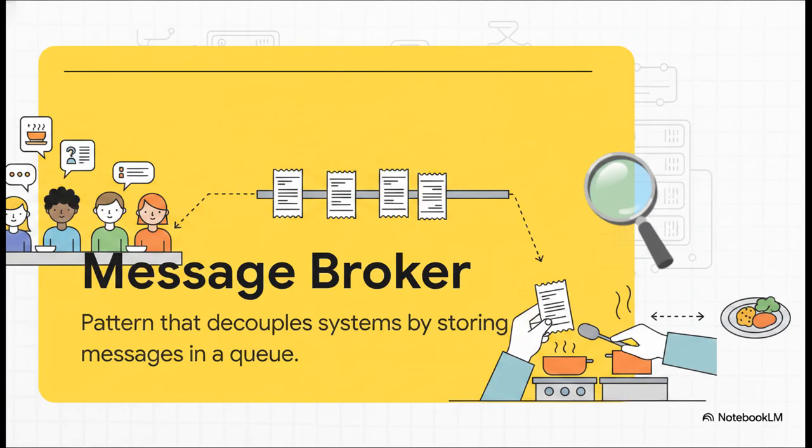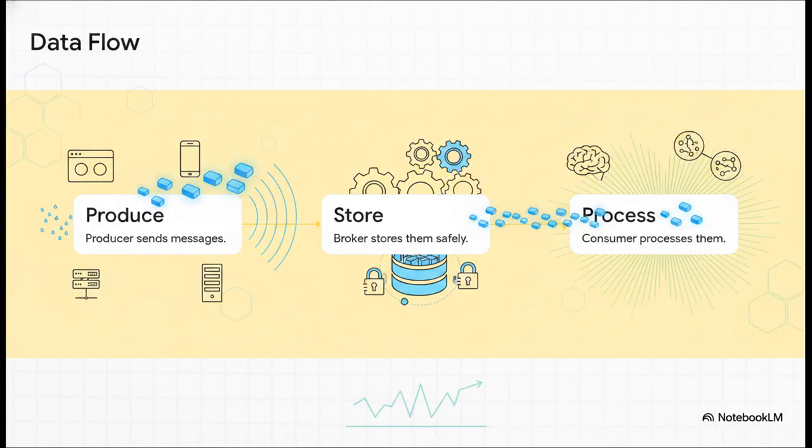Well, a message broker does exactly this for our software applications. It acts as that crucial middleman, taking the heavy load off your processing services. The data flow here is incredibly elegant. In Step 1, the producer, say your web application, sends the messages. In Step 2, the broker receives and safely stores them. And finally, in Step 3, the consumer, which is your backend microservice, processes them at its own pace. This decoupling directly improves scalability, provides fault tolerance, and completely prevents those dreaded system crashes during huge traffic spikes.